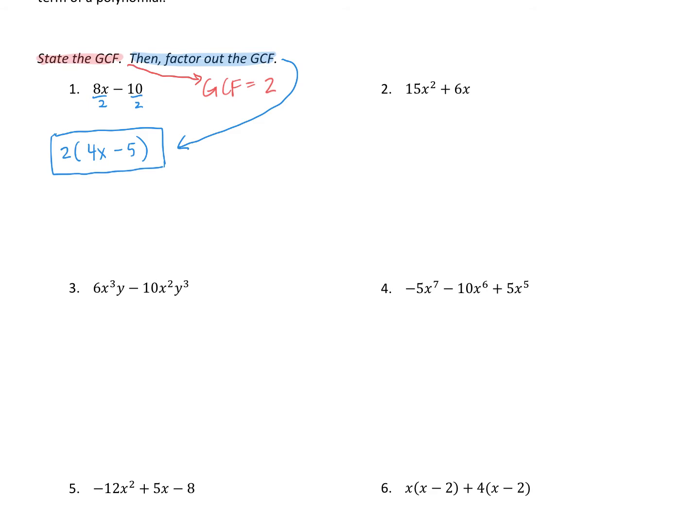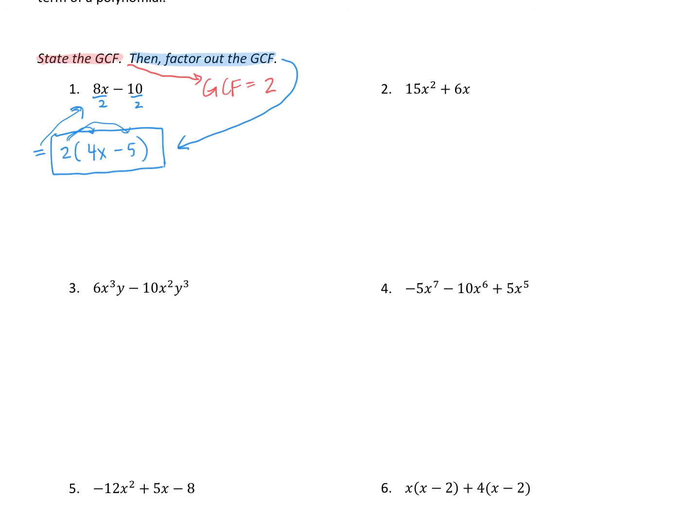Remember that what I just wrote in blue right here is equivalent to my original expression. Those two things are supposed to be equivalent. So if I distribute that 2, I will get back to 8x minus 10. So they're the same thing, just written in a different way.